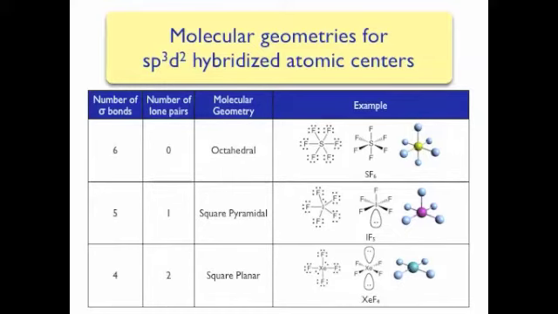Finally, we can have an atomic center with 4 sigma bonds and 2 lone pairs. This will give rise to a square planar molecule. An example of a square planar molecule is xenon tetrafluoride. Note that the lone pairs on the xenon atom occupy the hybrid orbitals above and below the plane of the molecule.